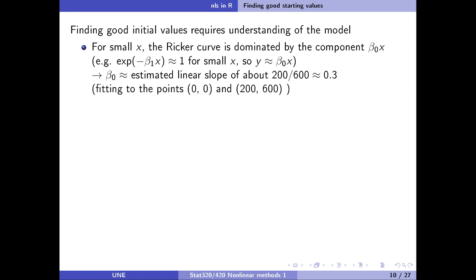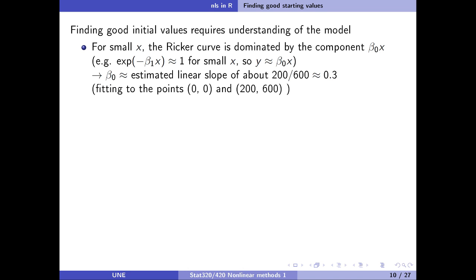where the linear term dominates, we can assume that e to the minus beta 1x is somewhere around 1. So basically, beta 1 is going to be small, so it'll be e to the minus a small number times another relatively small number, which should be close to e to the roughly 0, which is roughly 1. So what we're going to do is say early on in the Ricker curve, we can approximate it by y is about equal to beta naught x, and the other component, the e to the minus beta 1x, is really just the constant 1, roughly.